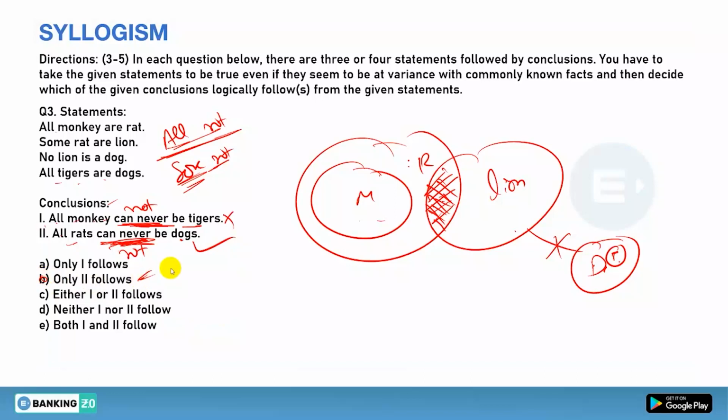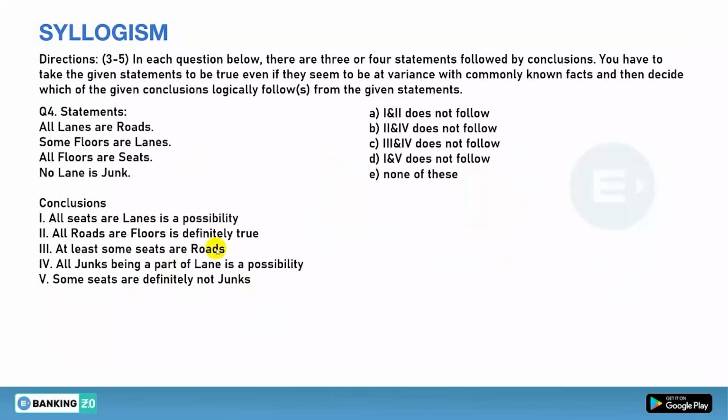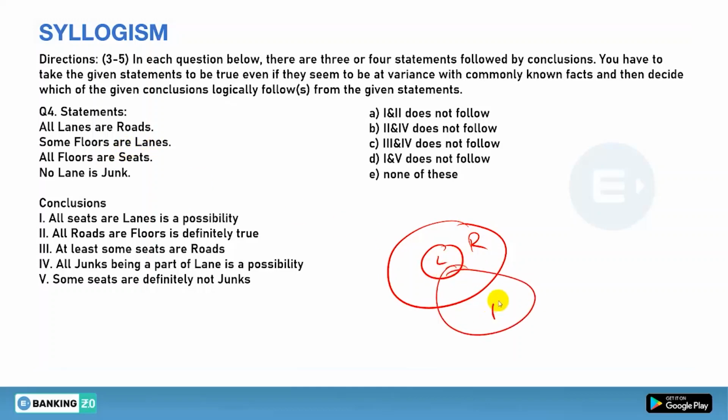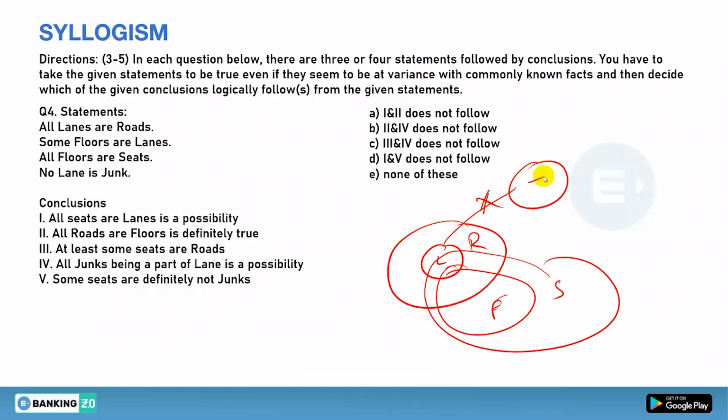So this will be the true one, so only the second follows. Clear or not? Done. Now let's see question number 4. All lanes are road, some floor are lane, all floor are seat, and no lane is junk. Done.